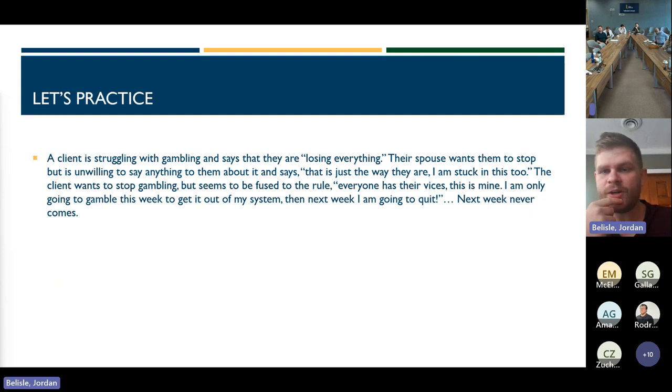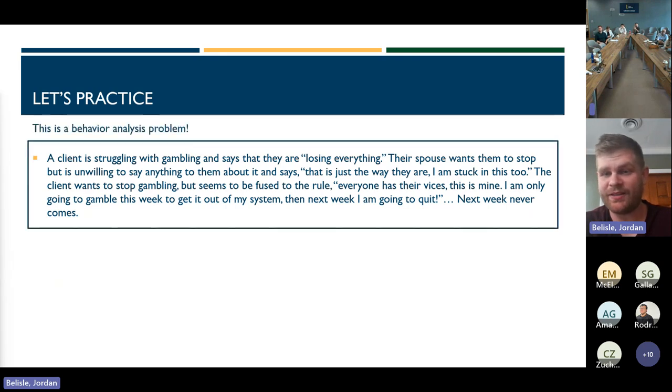So here we have a client who's struggling with gambling and says that they are losing everything. Their spouse wants them to stop, but is unwilling to say anything to them about it and says, "That's just the way they are. I'm stuck in this too." The client also wants to stop, but seems to be fused to a rule. Everyone has their vices. This is mine. I'm only going to gamble this week to get it out of my system. And then next week, I'm going to quit. Of course, next week never comes.